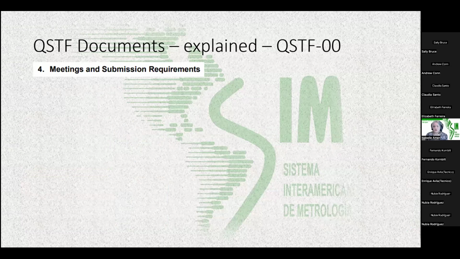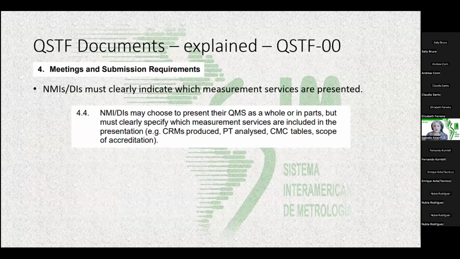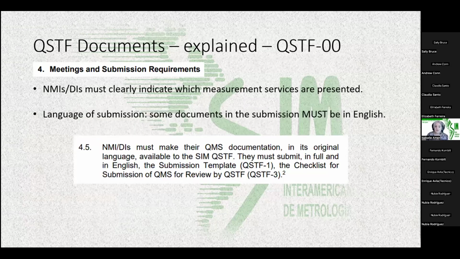So as I mentioned, there are usually 2 sessions during the year. And for their presentation, the institute must clearly indicate which measurement services are being presented. So even though an institute may choose to present the QMS as a whole or in parts, and usually institutes do that by parts, by specific measurement services, it needs to be indicated as part of the presentation. The language of submission also is imposed for some of the documents. So some documents must be in English. This is the submission template, QSTF-1, and the checklist for submissions, QSTF-3.